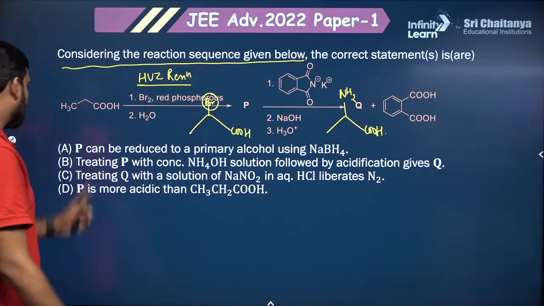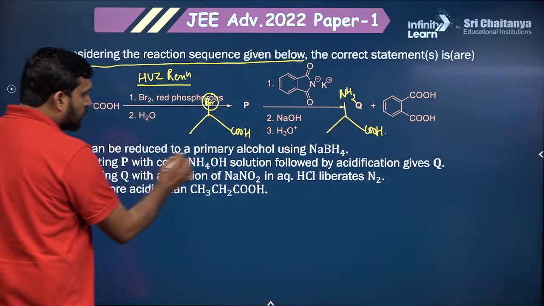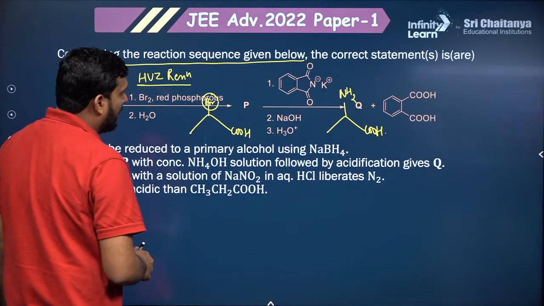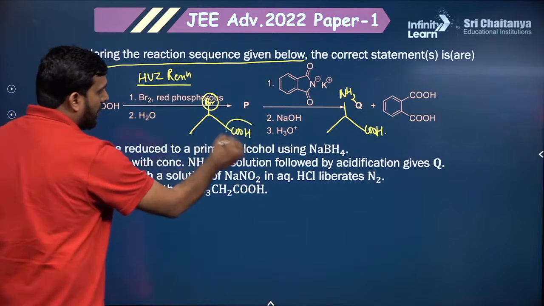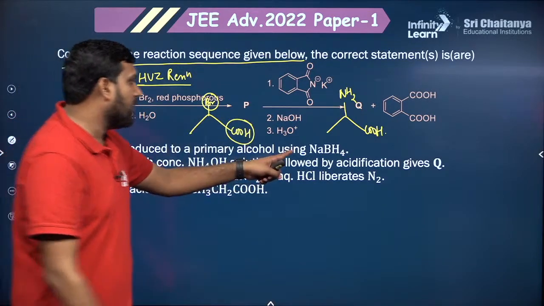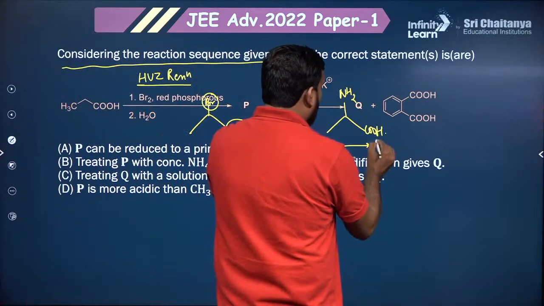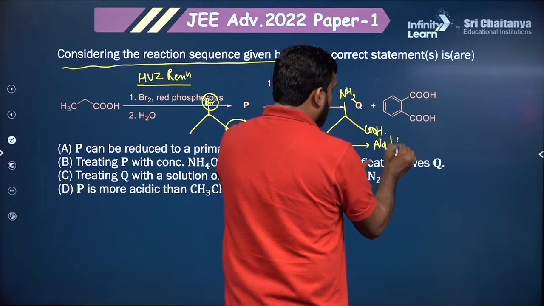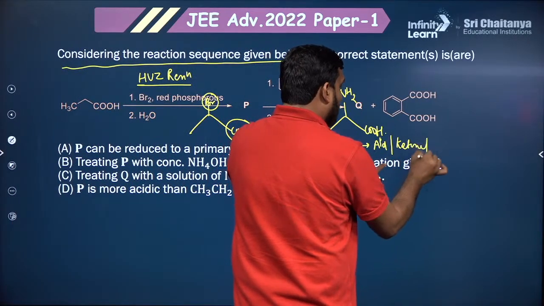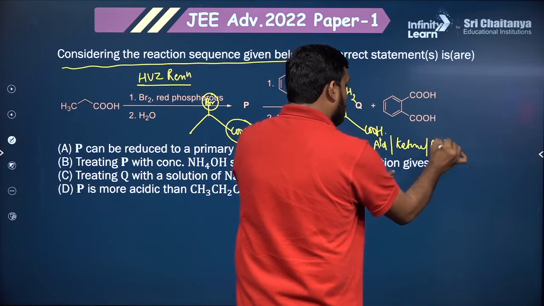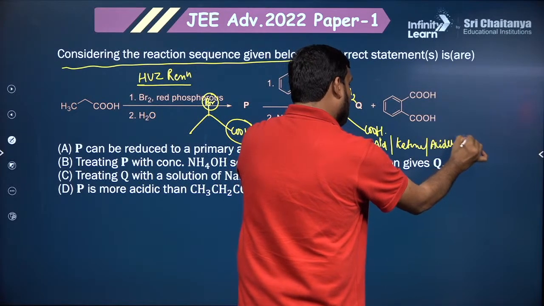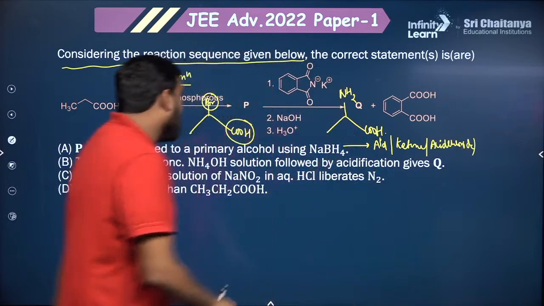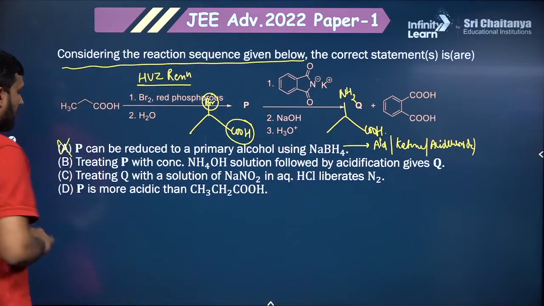Now let's check the statements. P can be reduced to primary alcohol by using NaBH4. No, COOH is not reduced by NaBH4. NaBH4 only reduces the aldehydes, the ketones, and the acid chloride. It does not reduce the acid. So statement A is incorrect.